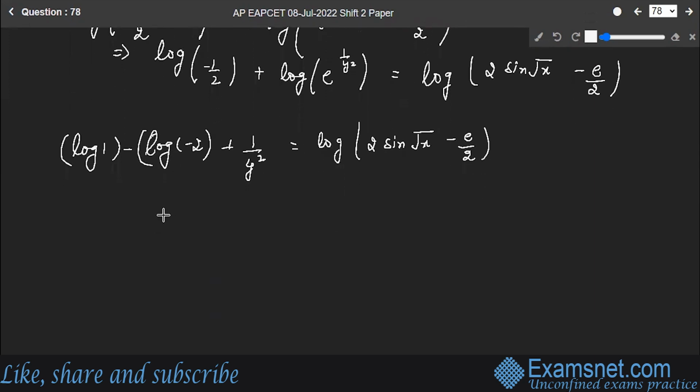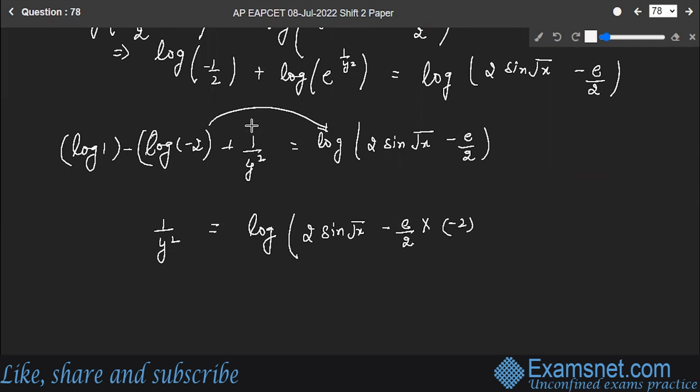This will be, I can write it like 1 by y square is equal to log of 2 sine x minus e by 2 multiplied by minus 2, because I'll be taking this one on this side. So it will be plus, so it will be multiplied. When I take log of minus 2 on the right hand side, it will be plus log minus 2. And if it is log plus minus 2, it will be multiplied inside the brackets, right?